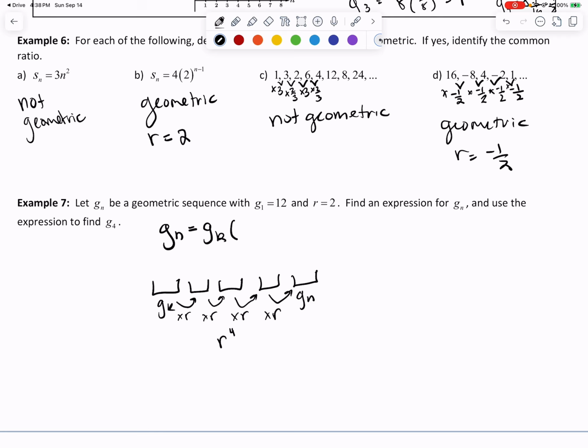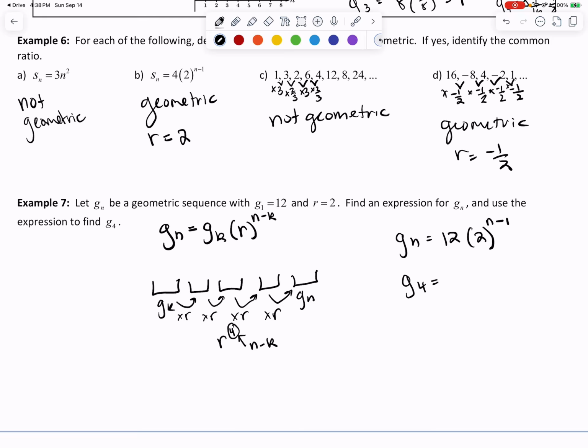So the number of times I multiply is the difference between the term numbers. So I'm going to take my common ratio and multiply where I started by that common ratio this many times. That's the number of jumps. So if I have G sub 1 is 12 and the common ratio is 2, then I'll have n minus whatever the term number for 12 was, and that was 1. So n minus 1.